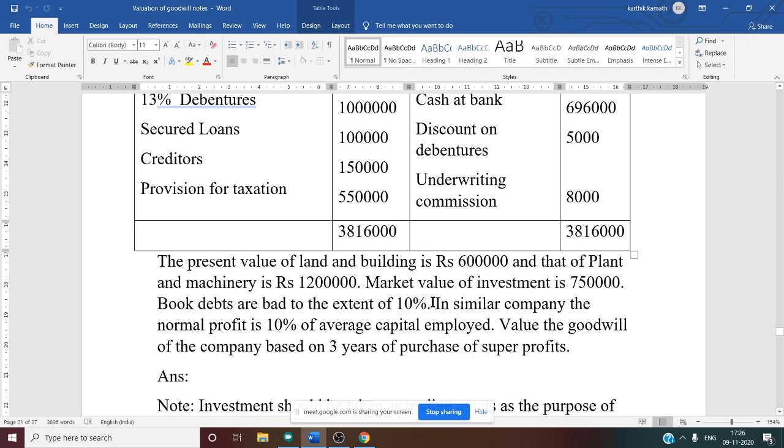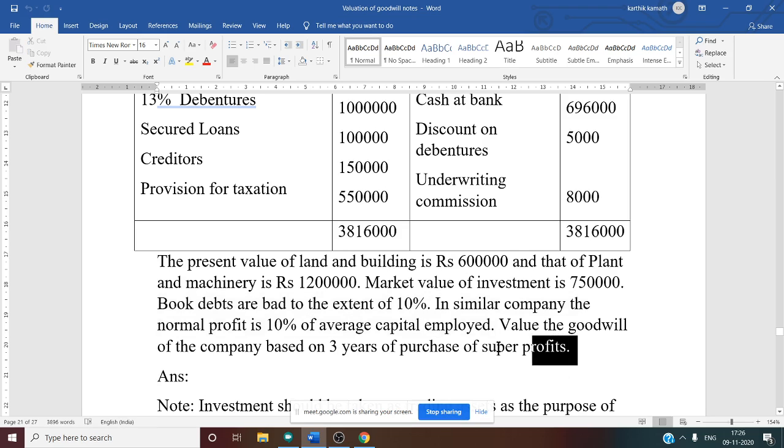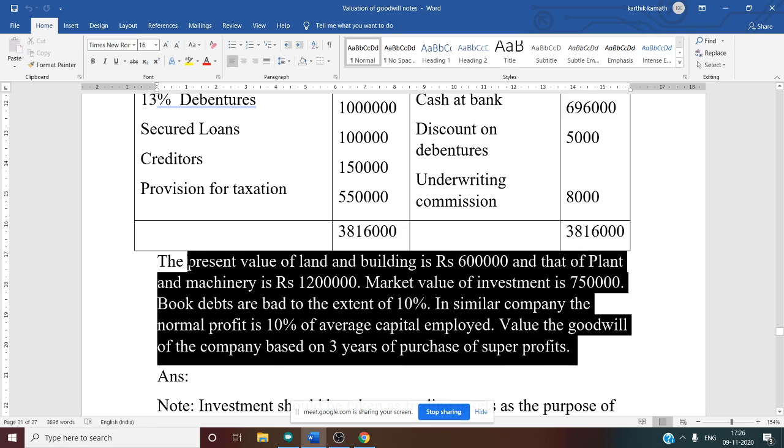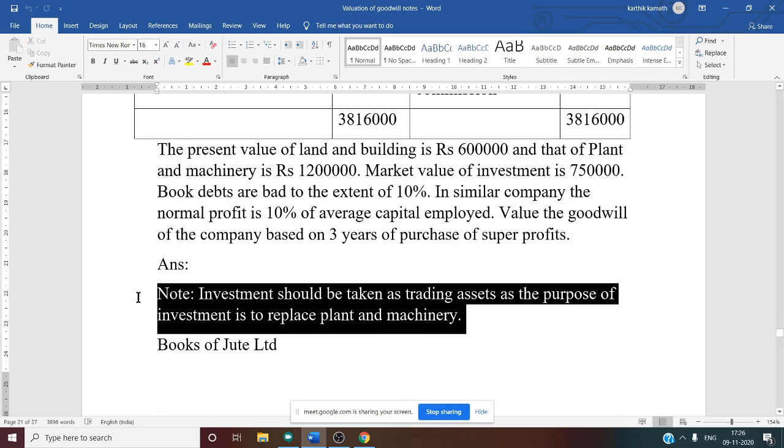Then in similar company, normal profit is 10% on average capital employed. This is nothing but expected rate of return or normal rate of return, that is 10% given. Value of the goodwill of the company is based on 3 years of purchase of a super profit. So years of purchase is given, that is 3 years. So we need to calculate the value of goodwill as per super profit method. So let us see the solution part now one by one.